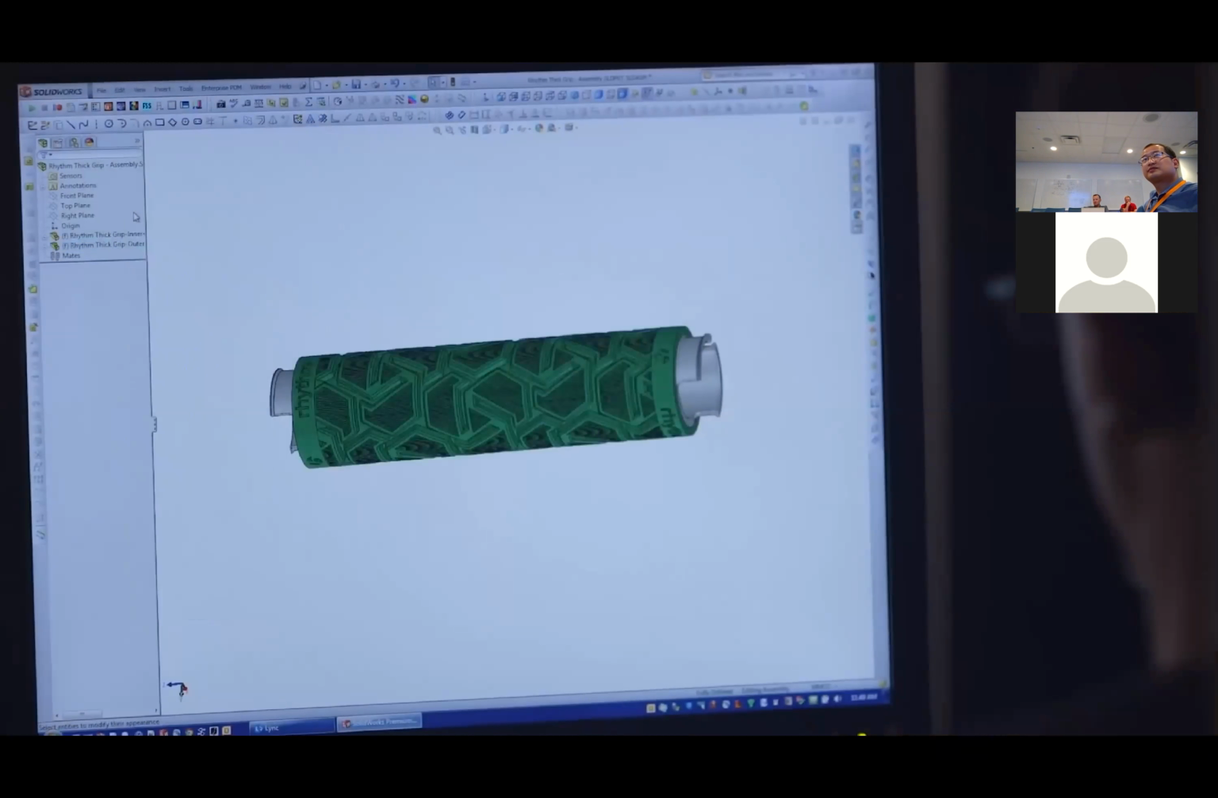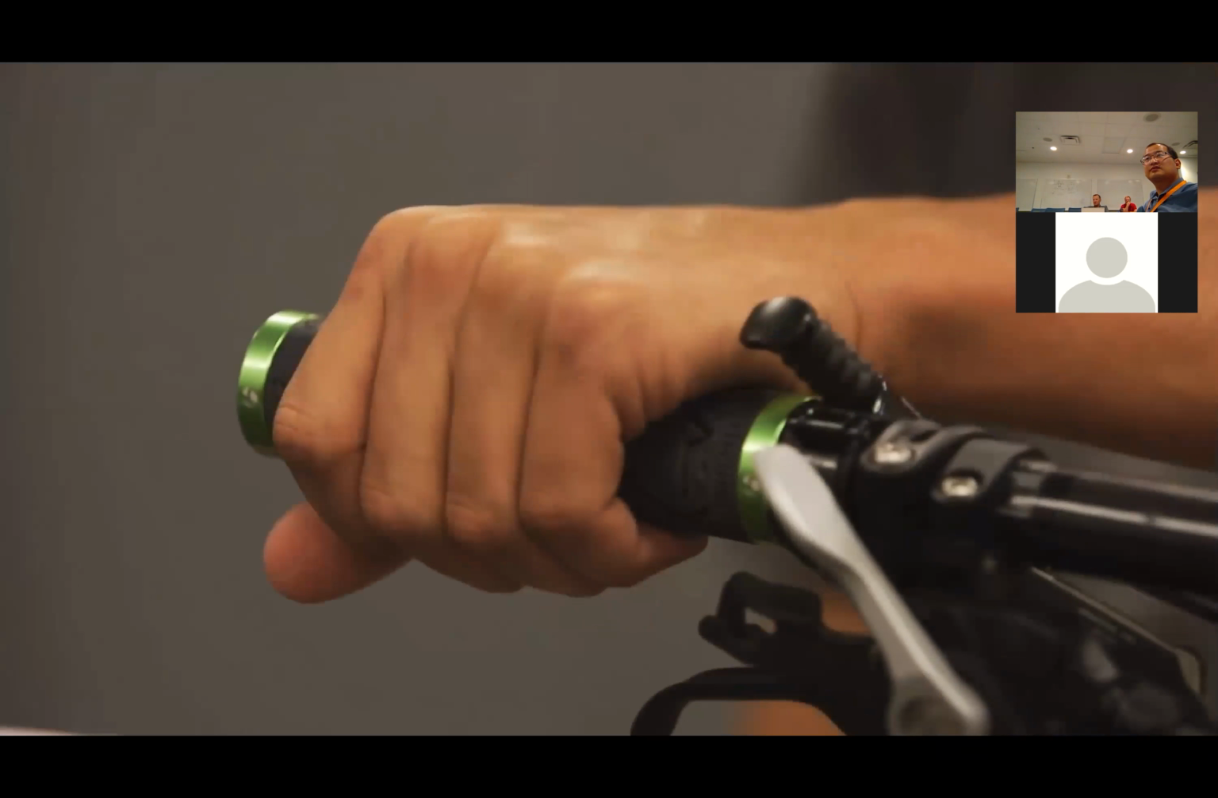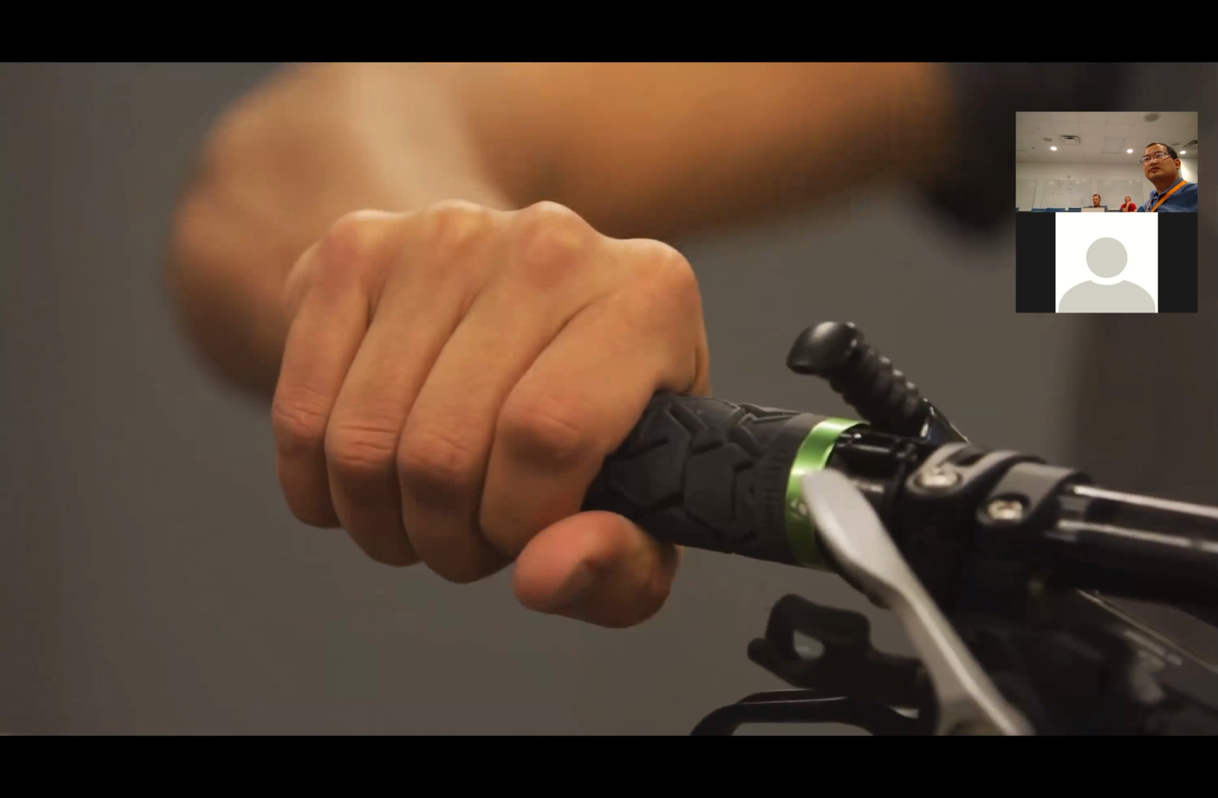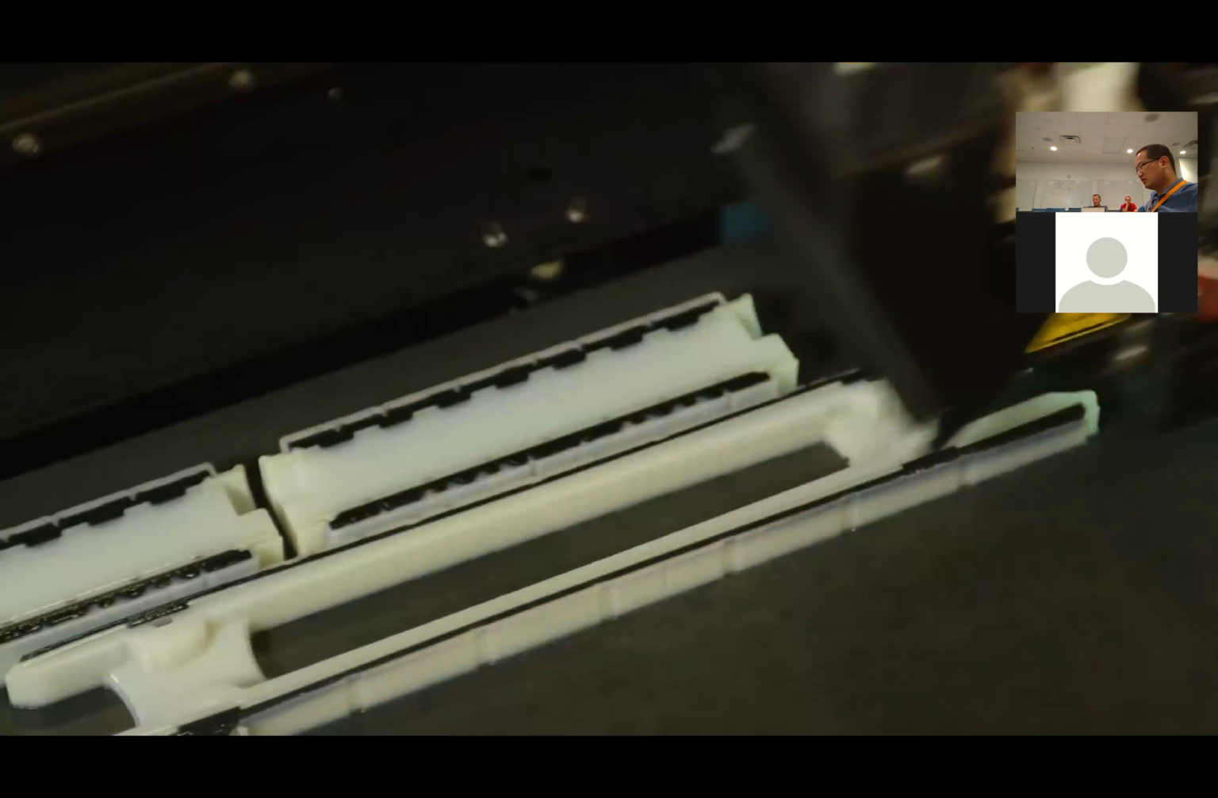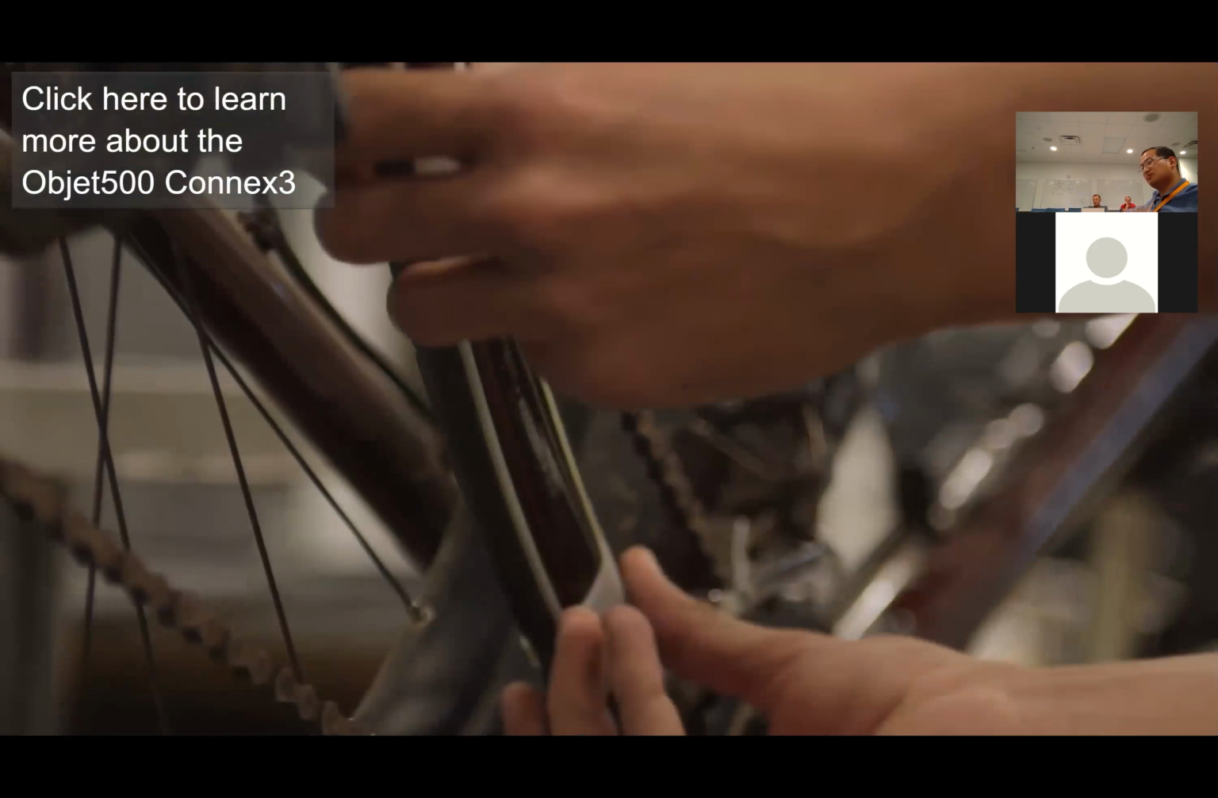With the Connex 3, we can better duplicate the material properties of some of the things we're making. It's important for our prototype parts to look and feel like production parts. In order to make the best bikes here at Trek, we need the best tools. And the Connex 3 is the best tool for the job.